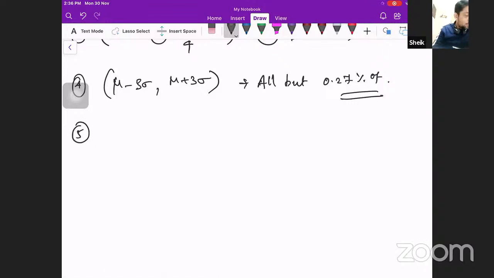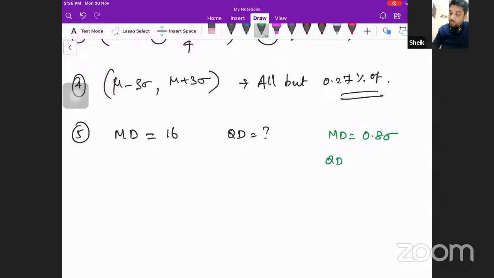Now fifth one. If the mean deviation of a normal variable is 16, what is the quartile deviation? Guys, please don't leave this type of questions, because I've already given you the relation. Mean deviation is equal to 0.8 sigma. Quartile deviation is equal to 0.675 sigma. Among these two, there is a common term, my dear. Sigma is common between both, sir.